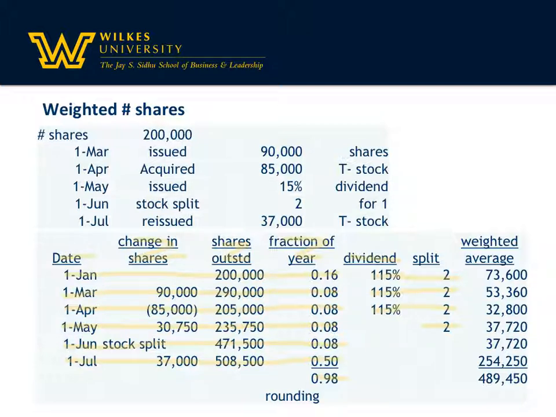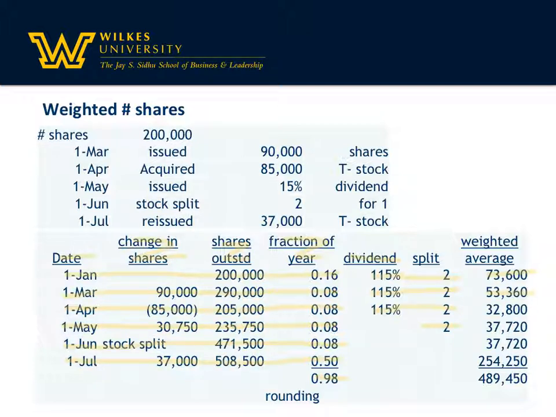So the 200,000 from January was 16% of a year, but we're going to increase it for the stock dividend, take care of it in the stock split, and we end up with a new weighted average number. So that process continues. The 90,000 additional shares, so we had 290,000 shares that were there for a month, had a 15% dividend on them, had a stock split, and that month the weighted average is 53,360.